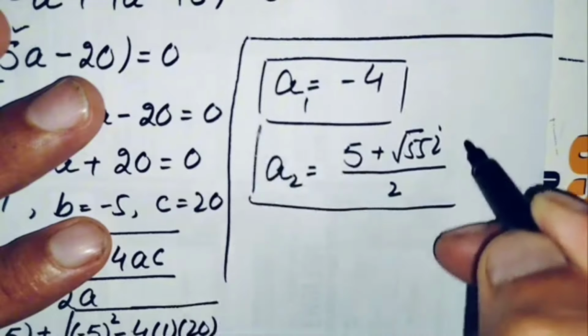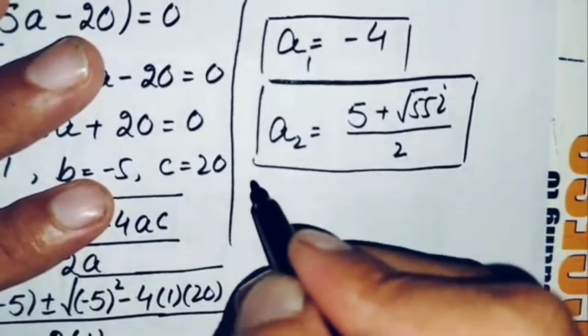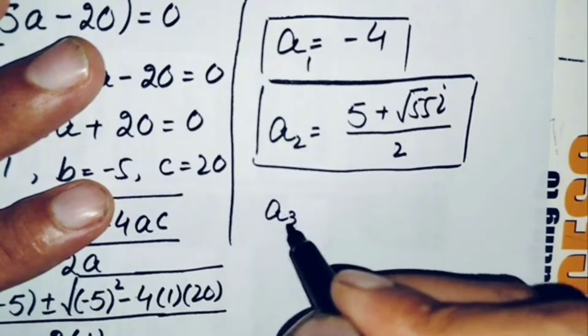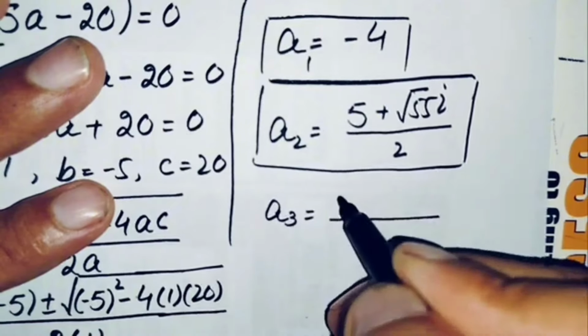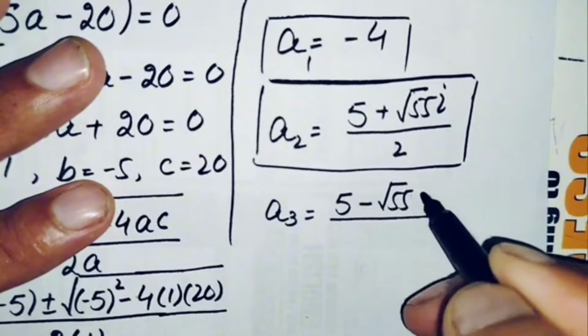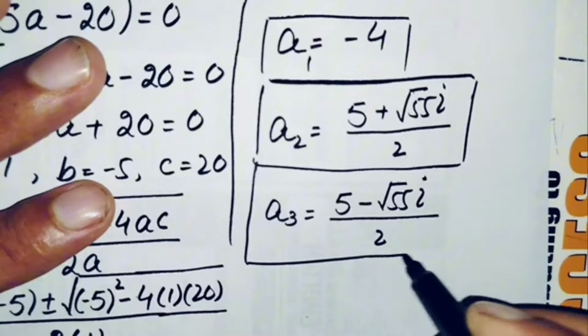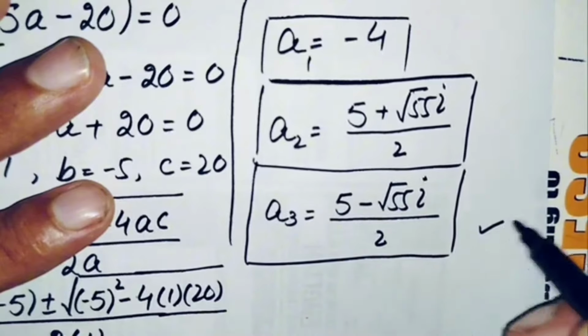Now this is our second solution, which is a complex solution. Now a3 is 5 minus square root of 55 i divided by 2. This is our third solution, which is also a complex solution.